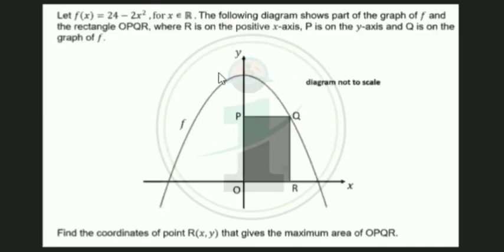So the question is, let f(x) equals 24 minus 2x squared, for x belonging to the real numbers. The following diagram shows part of the graph of f and the rectangle OPQR, where R is on the positive x-axis, P is on the y-axis, and Q is on the graph of f. Find the coordinates of the point R, (x, y), that gives the maximum area of OPQR.